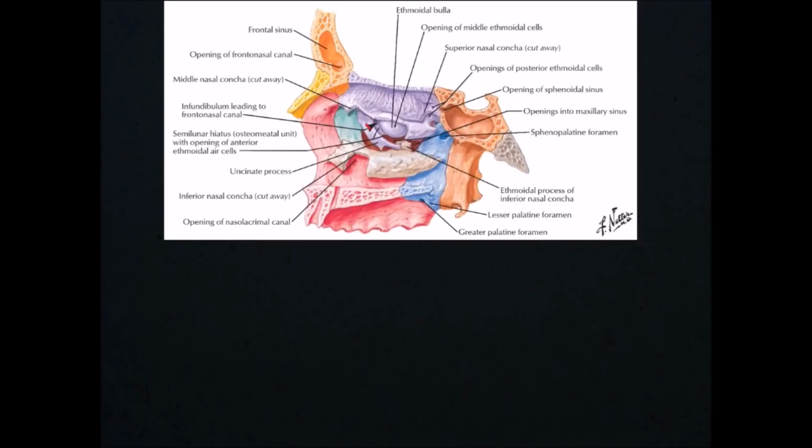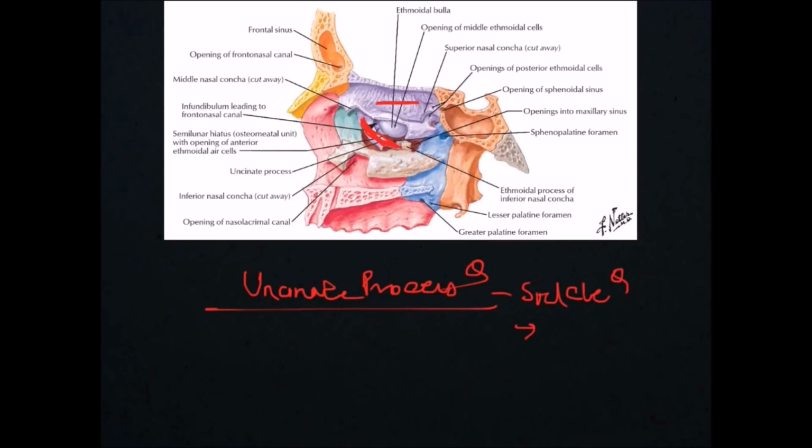Just below the bulla ethmoides, you will be able to appreciate this sickle-shaped bone, which is a part of which one? The ethmoid bone. You remember I have told you one name, uncinate process. So this is that uncinate process. Above there is the bulla ethmoides, just below there is the uncinate process, a sickle-shaped bone which is a part of the ethmoid bone. So you must remember this thing.